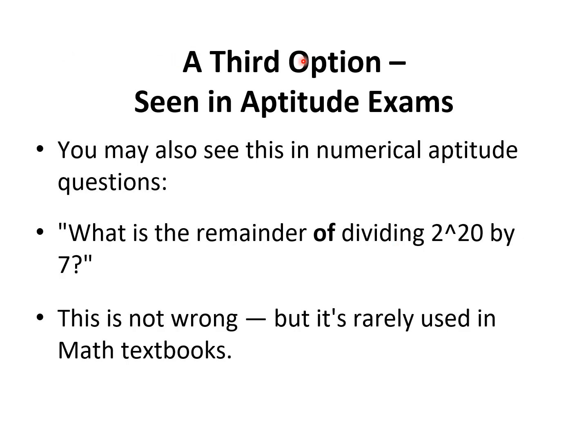Now there is also a third option, of dividing, often seen in aptitude test papers. You can see this in numerical aptitude questions. What is the remainder of dividing 2 power 20 by 7? Of dividing, neither on nor after. This is not wrong, but it is rarely used in math textbooks. You can see this in numerical aptitude questions, but usually it is not used in mathematical textbooks.